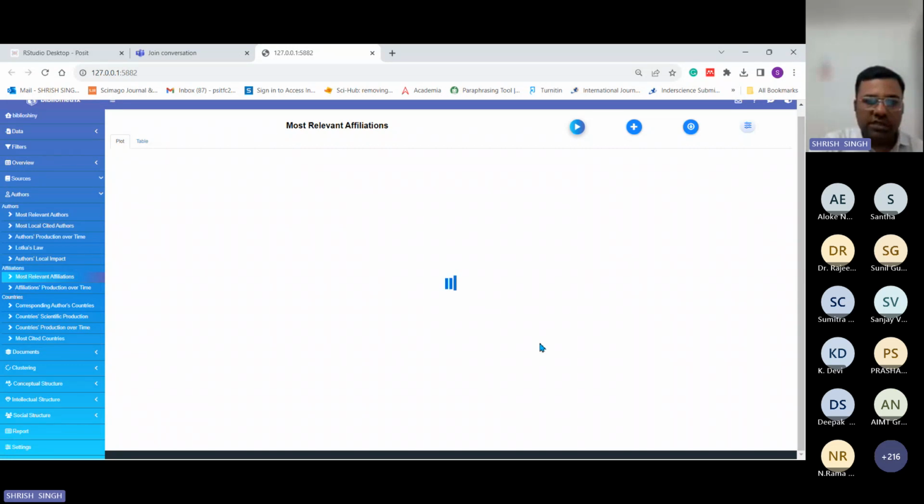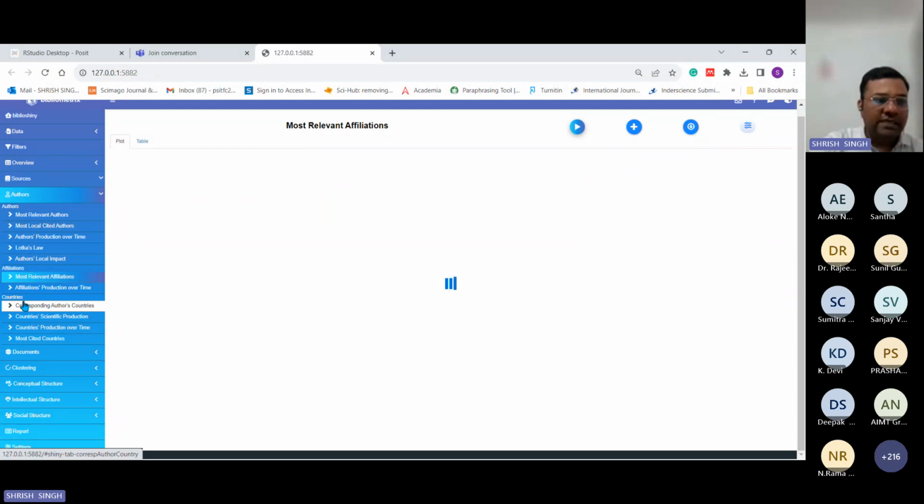Or the universities from where these journals are being published. So those are the affiliations basically, and you can find the most relevant affiliation, that is, which publication house is publishing the maximum number of articles in the same area, right? So that is related to affiliations.